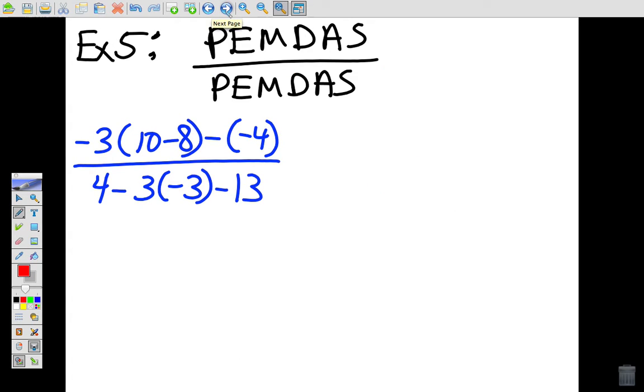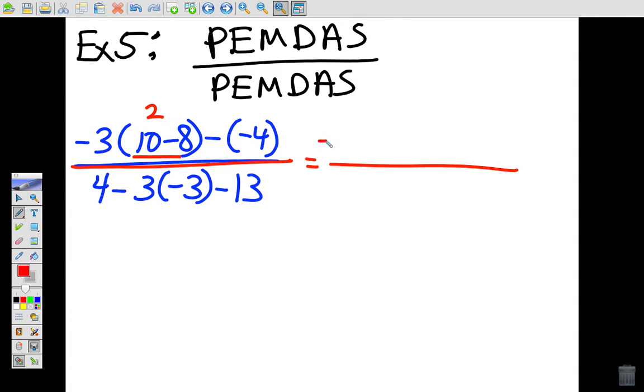All right, example 5 is the one I was referring to earlier where you have this division bar. So think of it as PEMDAS over PEMDAS. So do your order of operations on top of the bar and do your order of operations below the bar. So let's see, on top of the bar, use PEMDAS. Do you have any parentheses? Answer is yes, right here. 10 minus 8 is 2.